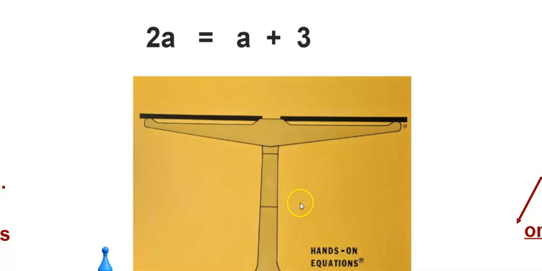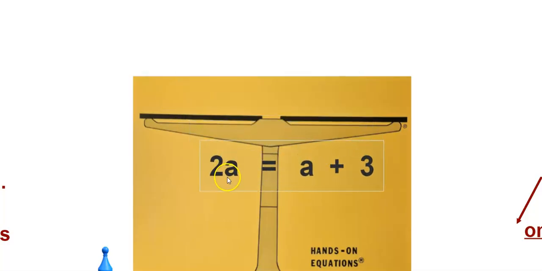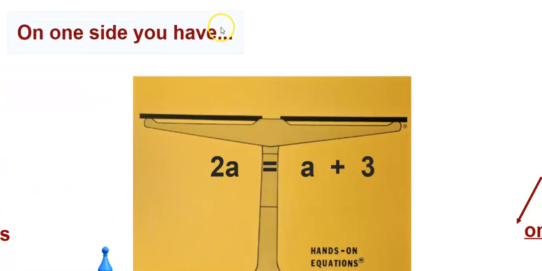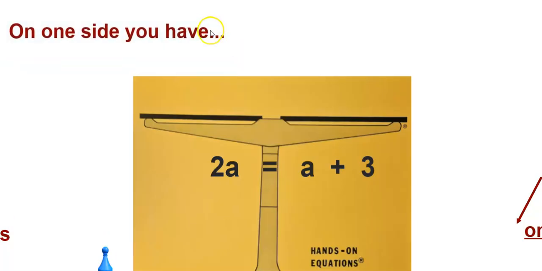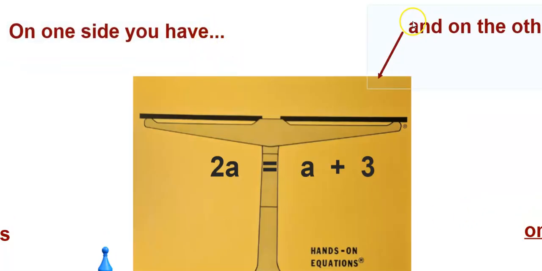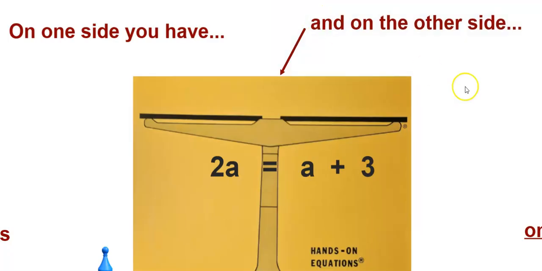In lesson 2, we're going to be showing the students how to set up these equations on their classroom set at their desks. So this first one I have is 2a equals a plus 3. And what will it look like for them? I always tell my students to say it out loud while they're doing it. I always have them say, on one side you have, and on the other side you have.